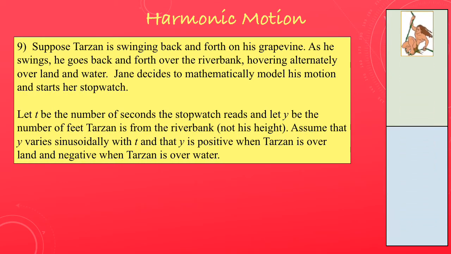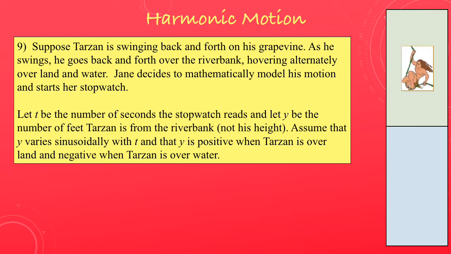Example 9 is our first example of harmonic motion. Suppose Tarzan is swinging back and forth on his grapevine. As he swings, he goes back and forth over the riverbank, hovering alternately over land and water. Jane decides to mathematically model his motion and starts her stopwatch. Let t be the number of seconds the stopwatch reads, and let y be the number of feet Tarzan is from the riverbank, not his height.